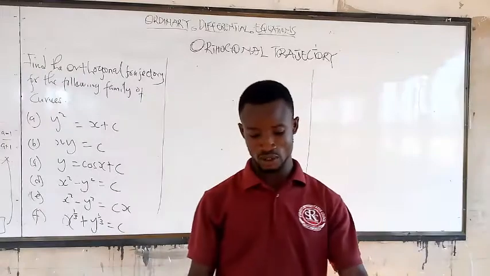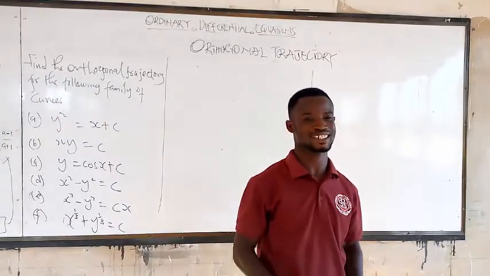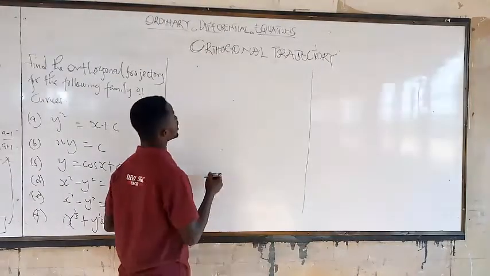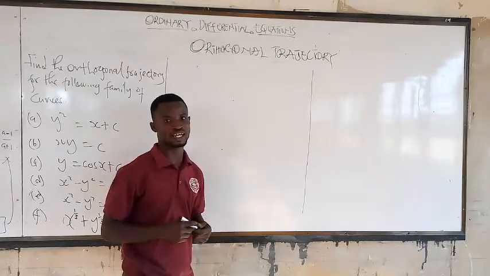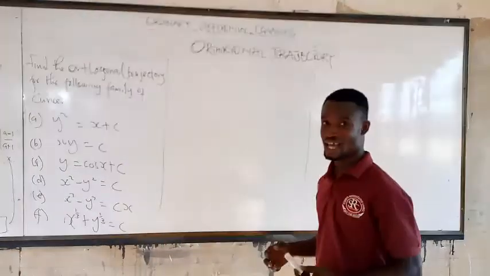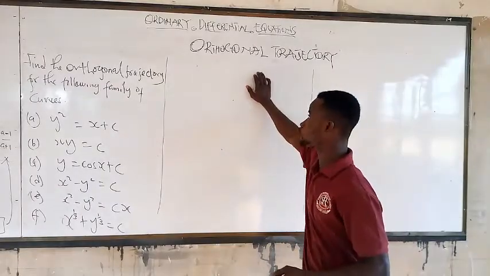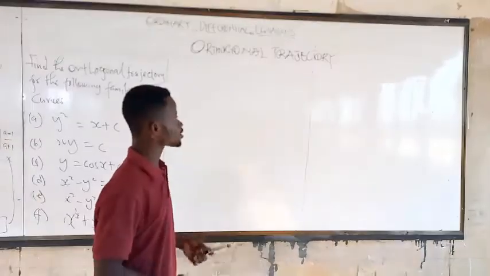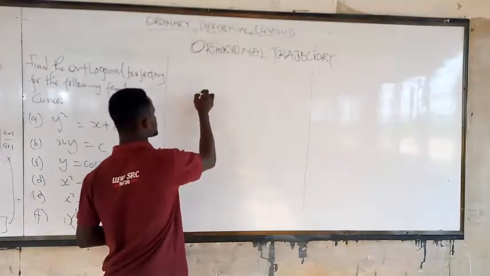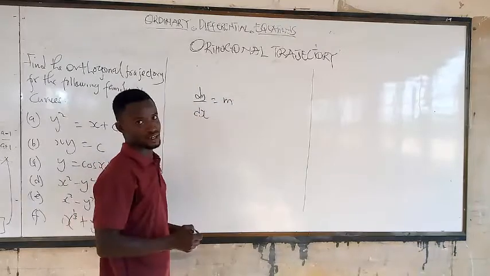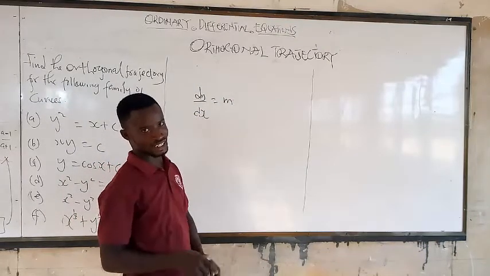All that we are going to do under orthogonal trajectory is so simple. It's about tangent and normal. Now, we know that a normal is the same as a perpendicular line. A perpendicular line is the same as orthogonal, right? So when we talk about orthogonal, it's the same as a normal. We know that when we find dy/dx, it is the same as a gradient, and that's the same as a tangent.